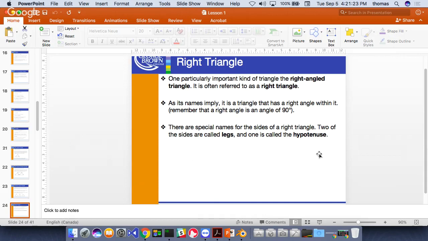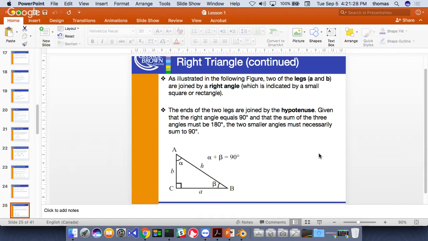Two things we have to talk about when we talk about triangles are the legs and the hypotenuse. So leg A, alpha, or A and B in this particular case, and the hypotenuse H.